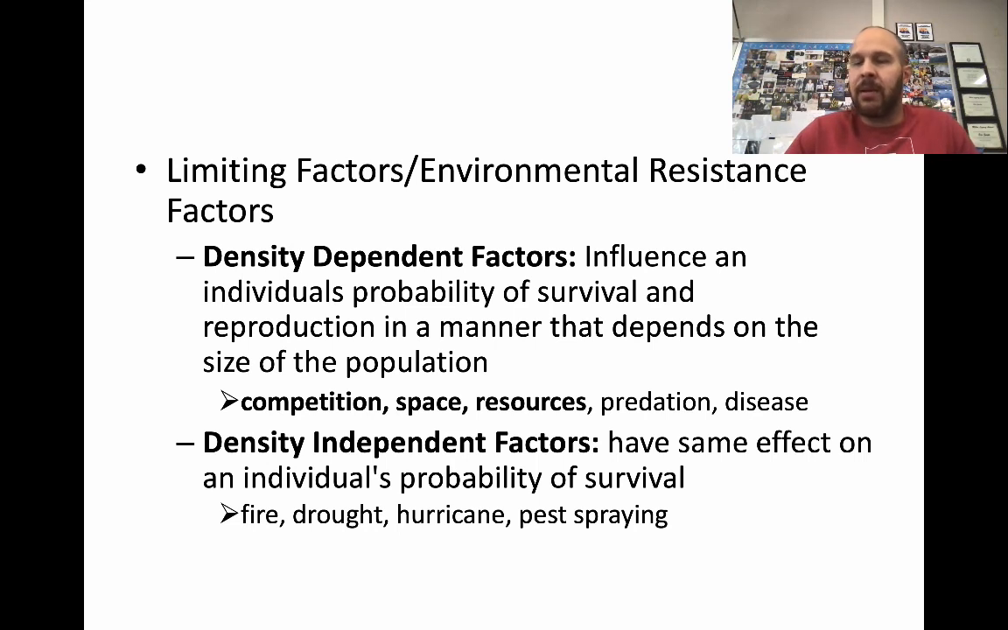So density independent, mostly weather related, random events, whereas density dependent are things that are sort of constantly always there, restricting the way species grow, like competition or space or food resources and predators and stuff like that.